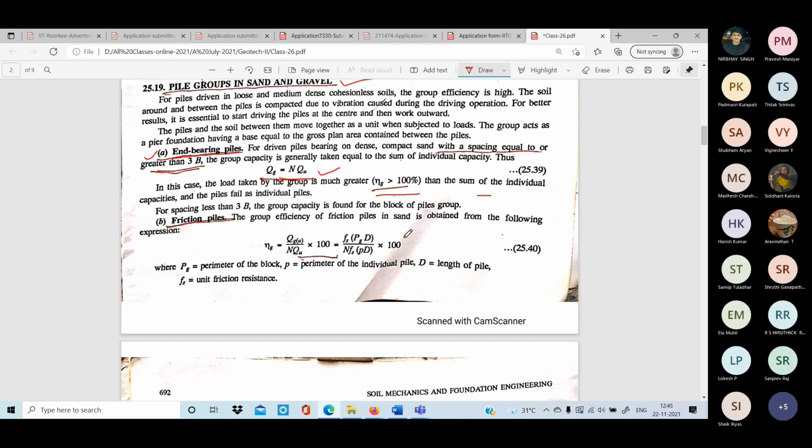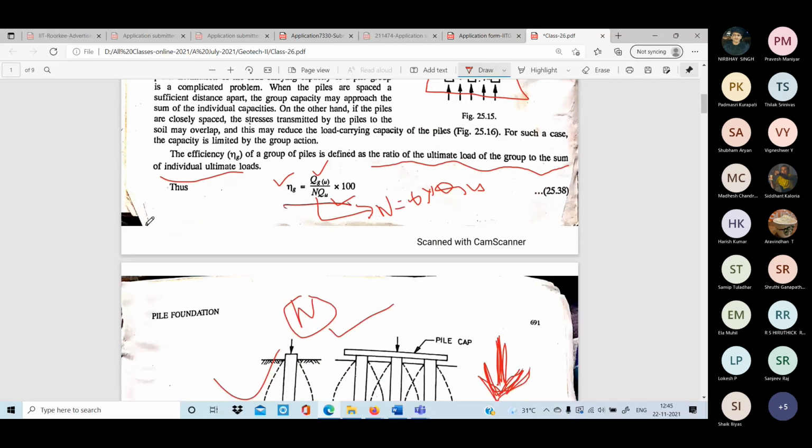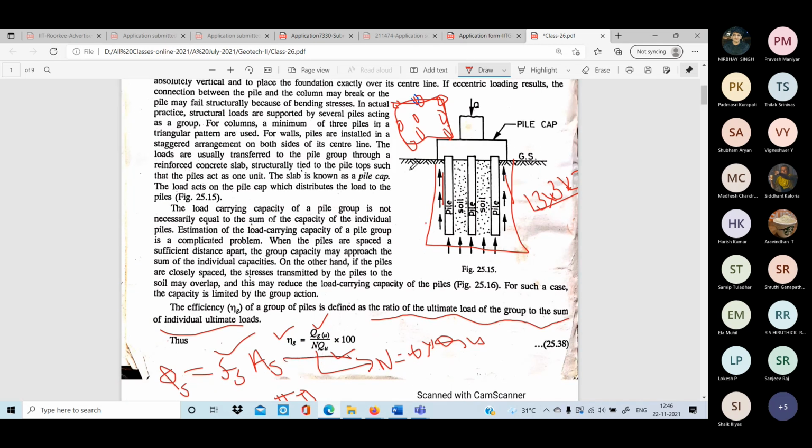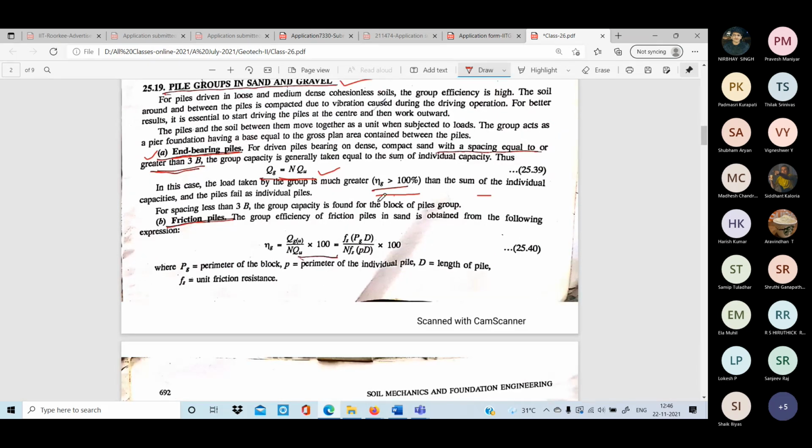And how to find out the friction here? We have told that there will be friction at this side. What we have seen is that the friction Q is equal to Fs into As. How to find Fs? As, anyway, we know that it is pi into d. Here d can be the bigger periphery of the block. That means we have to consider it as a block. In that case we can find this. Here they have mentioned Fs into Pg. What is Fs here? Fs is unit friction.